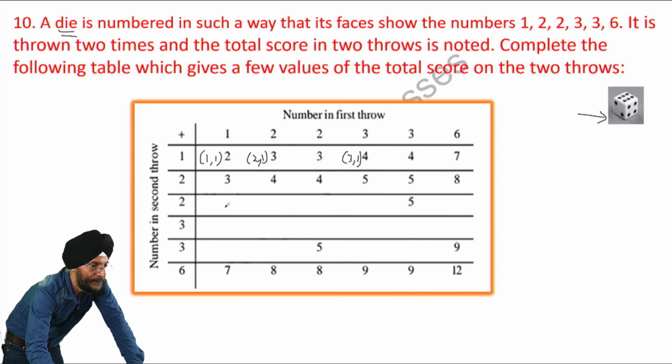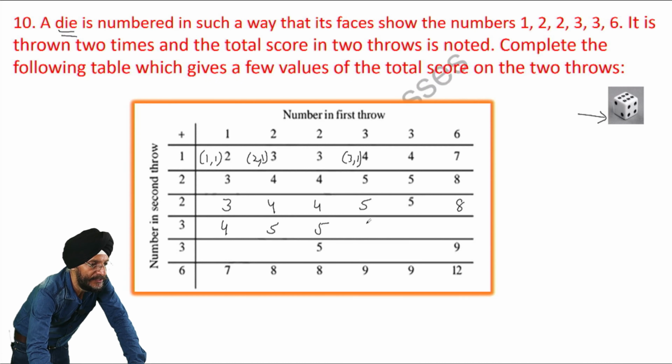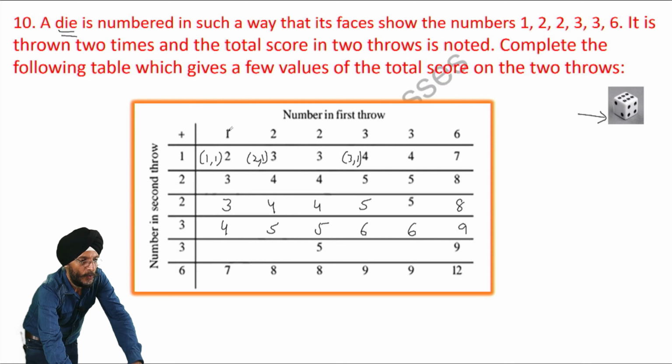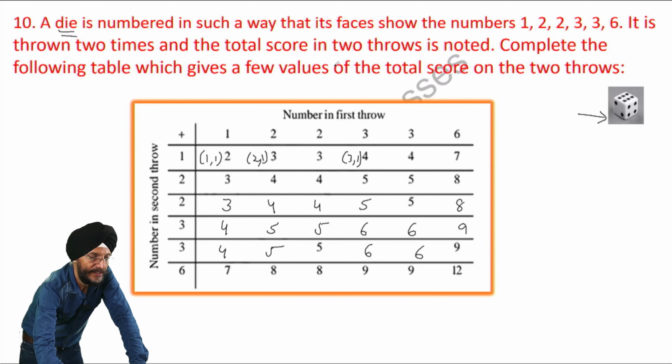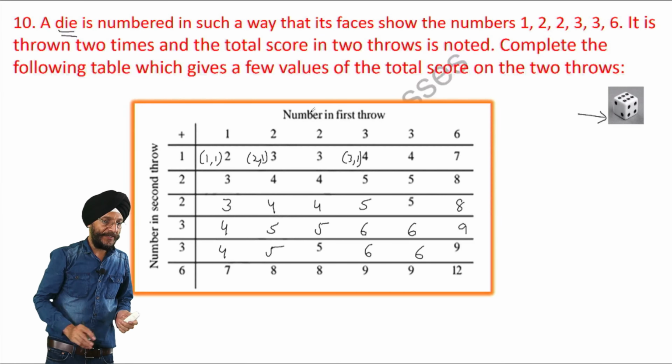So 2 plus 1, 3; 2 plus 2, 4; 2 plus 2, 4; 2 plus 3, 5; 2 plus 3, 5; 2 plus 6, 8. Then we have to add 3. 3 plus 1, 4; 3 plus 2, 5; 3 plus 2, 5; 3 plus 3, 6; 3 plus 3, 6; 3 plus 6, 9. Here we have to add 3 to all these. Here the table has been completed.